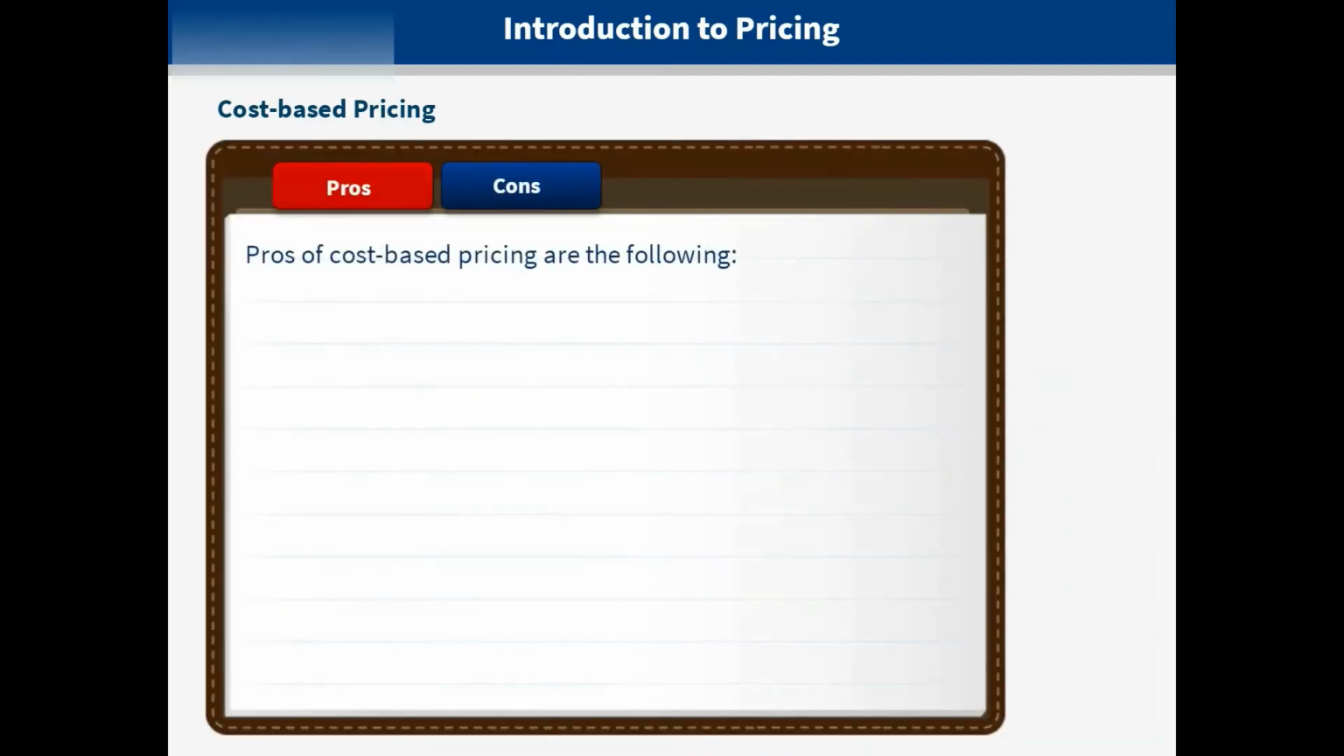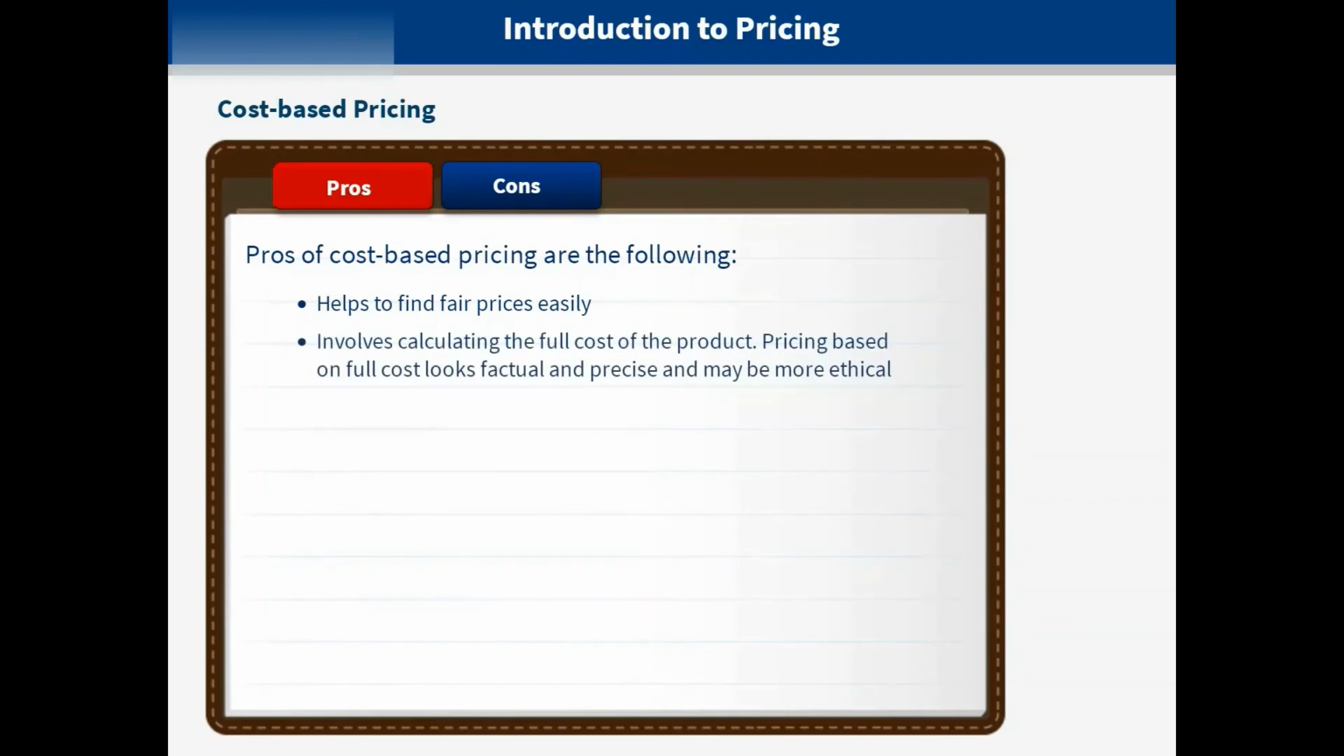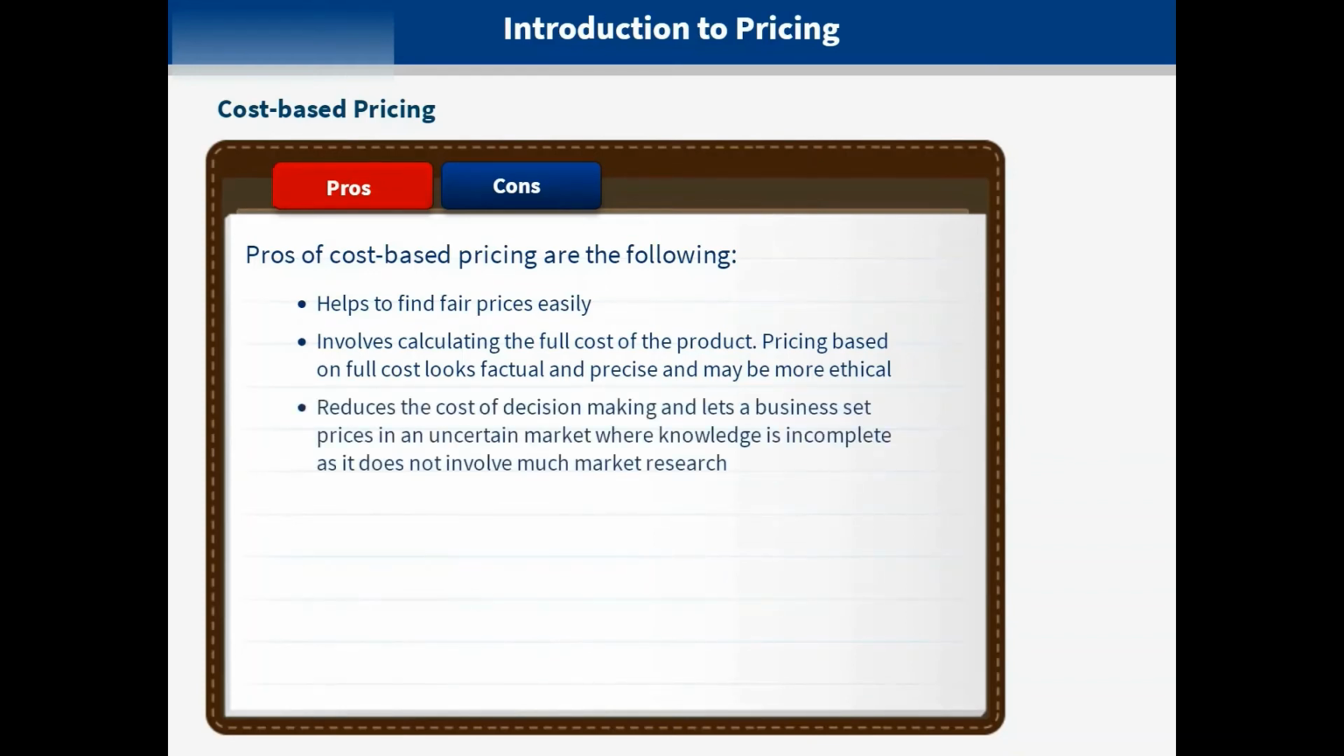Some advantages of cost-based pricing are that it helps to find fair prices easily. It involves calculating the full cost of the product. Pricing based on full cost looks factual and precise and may be more ethical. It reduces the cost of decision-making and lets a business set prices in an uncertain market where knowledge is incomplete, as it does not involve much market research.